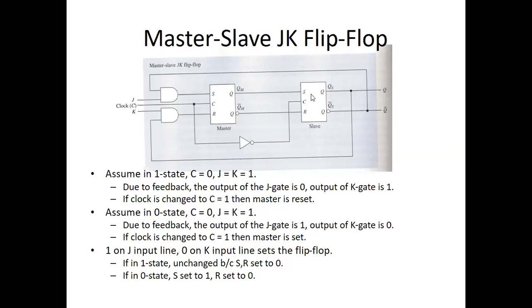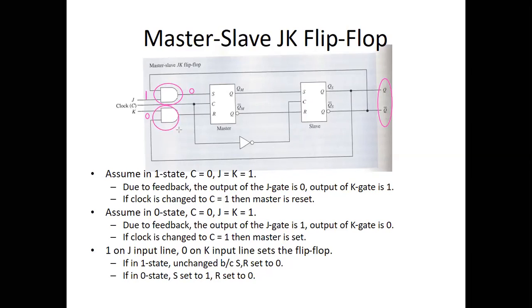assume that the flip-flop is in one state, means Q is equal to 1 and Q bar is equal to 0. Now if J is equal to 1 and K becomes 0, what happens? The output of the K gate is 0. So whatever you get out of this gate, the output of the J gate will be equal to 0, and the output of this K gate will be equal to 1. This is fed into the flip-flop and you will get the results.